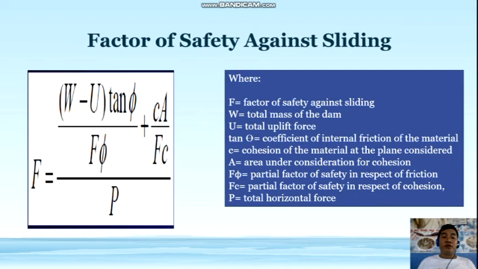The formula of the factor of safety against sliding is: F is equal to the total mass of the dam minus the total uplift force, multiplied by the coefficient of internal friction of the material, all over the partial factor of safety in respect of friction, added by cohesion of material at the plane considered, multiplied by the area under consideration for cohesion, over the partial factor of safety in respect of cohesion, all over the total horizontal force, which is the P.